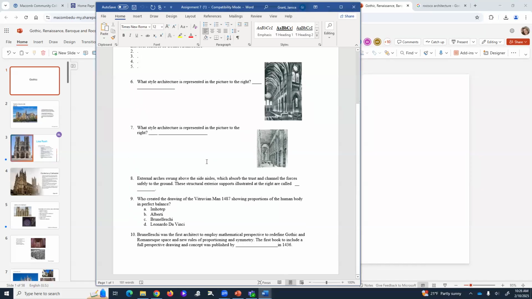We do have number 8, which I did have a picture in there, but I took the picture out. But when we talk about those external arches that are absorbing that thrust and those forces down to the ground, we're working with what? The flying buttresses. So that's one of the 4 things that were said came out of that. And then, who created that drawing of Vitruvian Man? Leonardo da Vinci. Yes, Da Vinci.